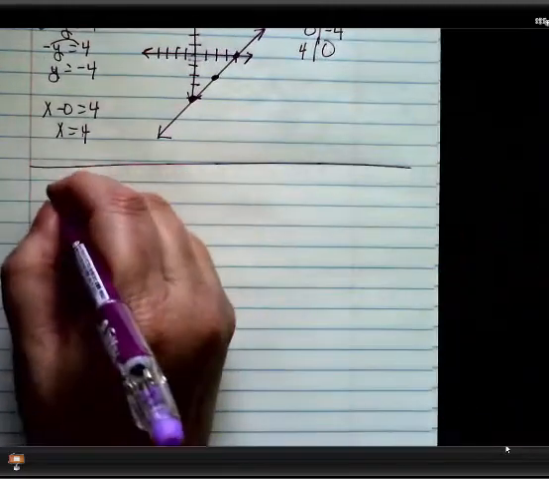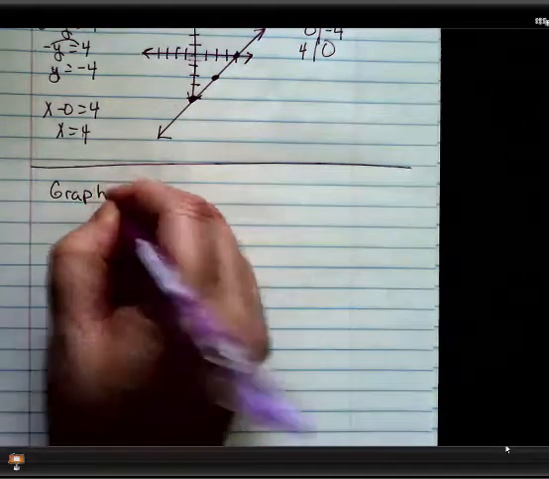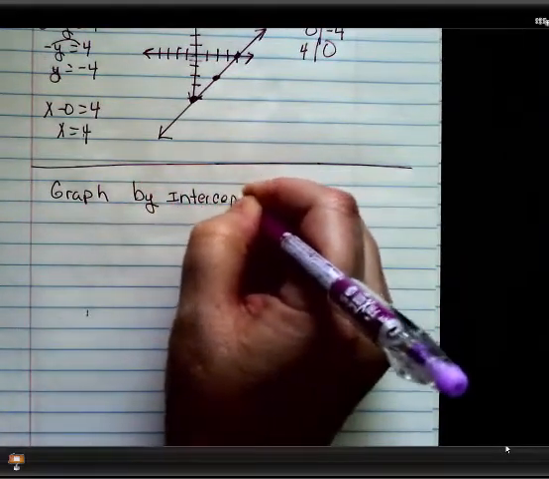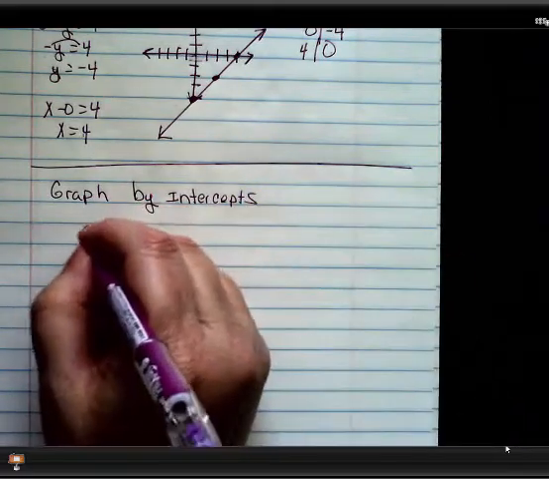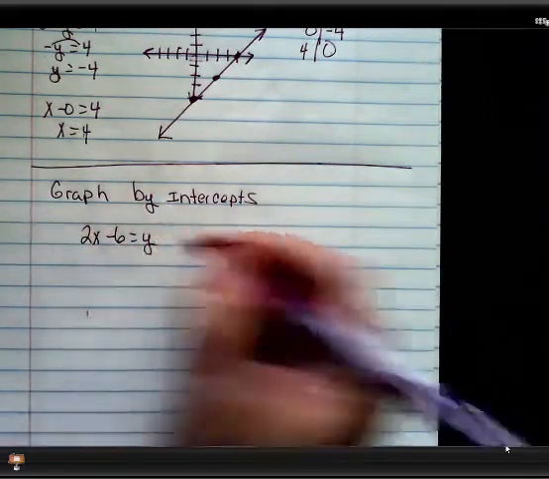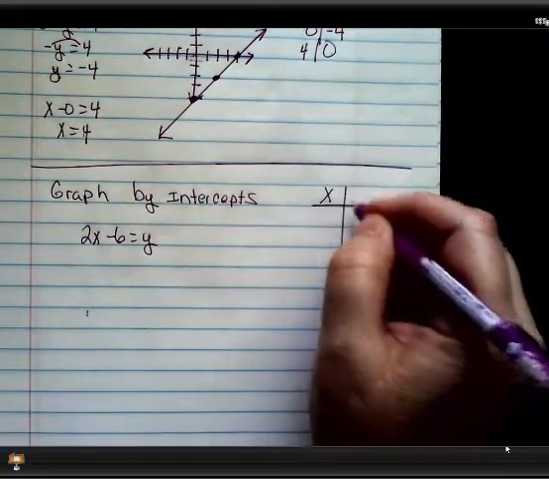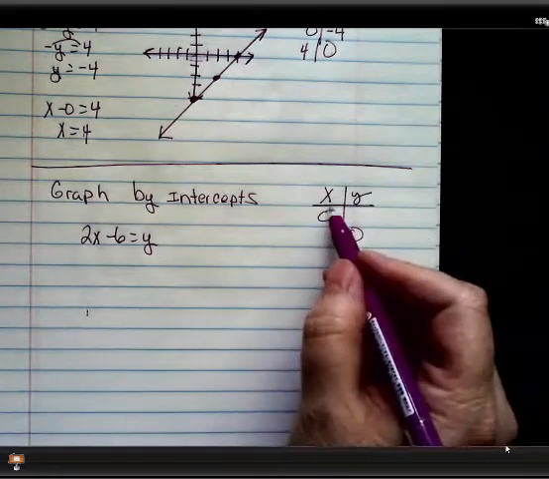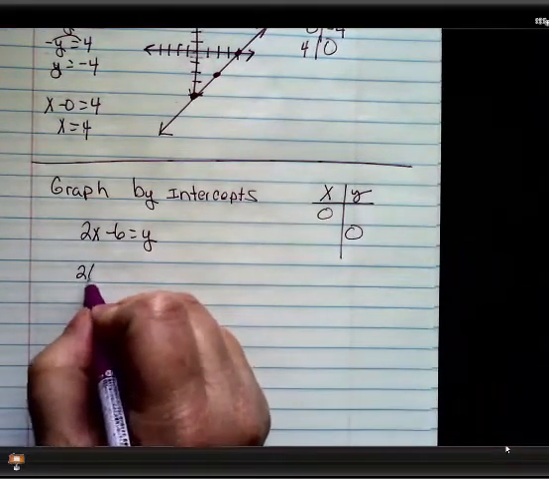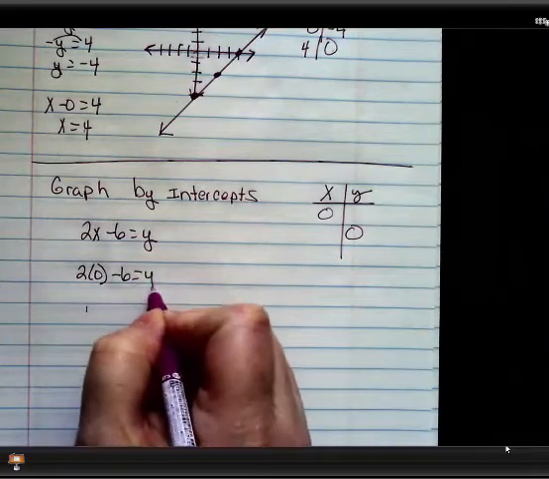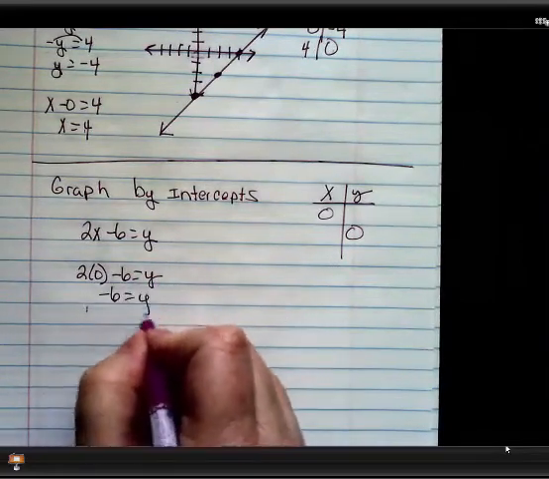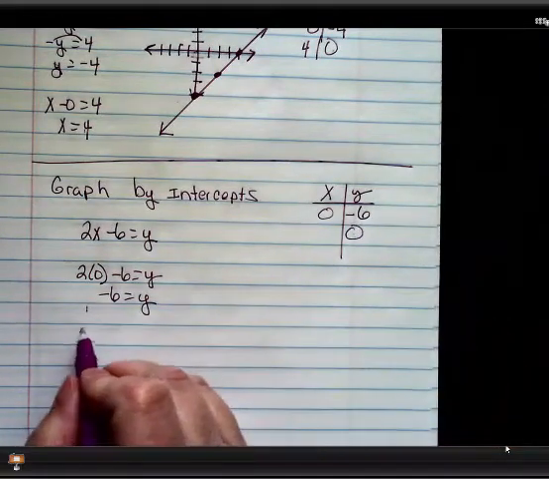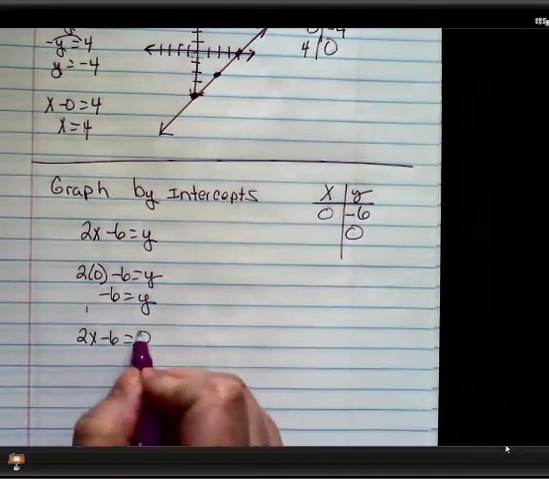All right, so I'm going to graph this by intercepts. So I have 2x minus 6 equals y. I'm going to make my x and my y's 0. Plug in x. I get 2 times 0 minus 6 equals y. Negative 6 equals y. Plug in my y is 0. That gives me 2x minus 6 equals 0.